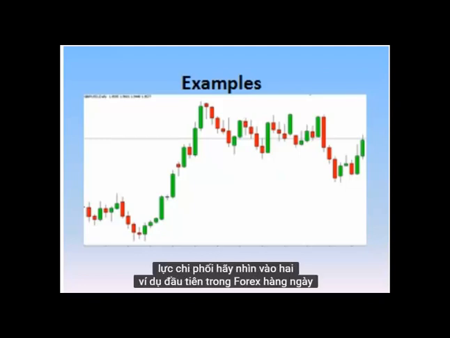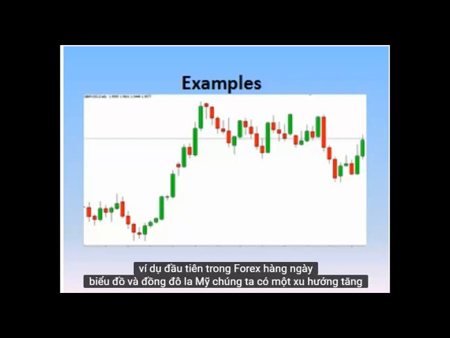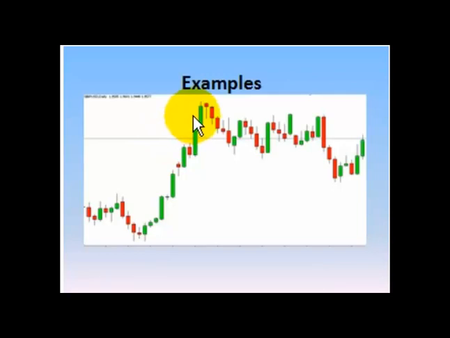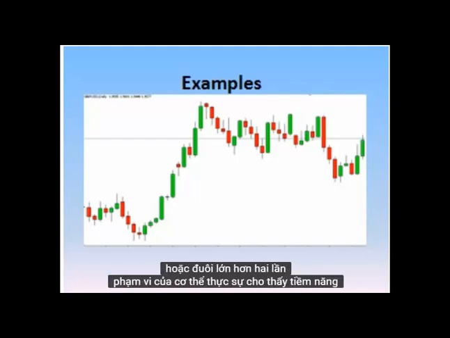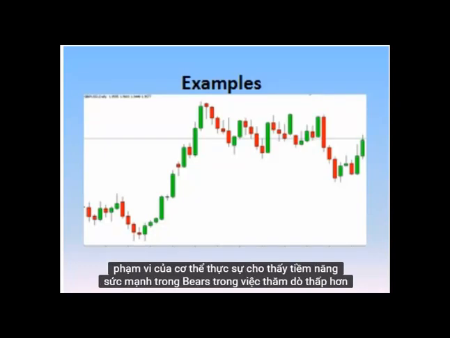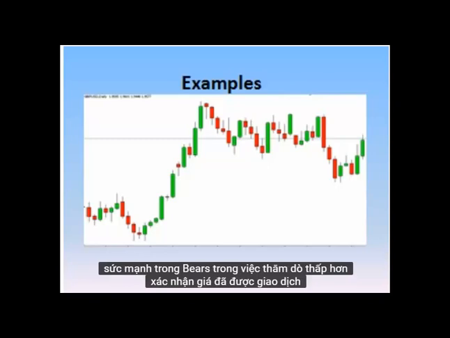Let's look at two examples. Firstly, in the daily Forex chart, British pound US dollar, we have an uptrend, leading right to a red hanging man candle at the top here. The lower shadow or tail is greater than 2 times the range of the real body, showing potential strength in the bears in probing lower prices.